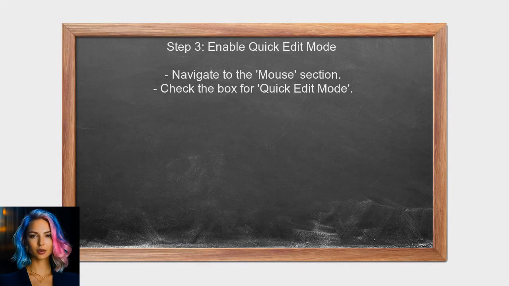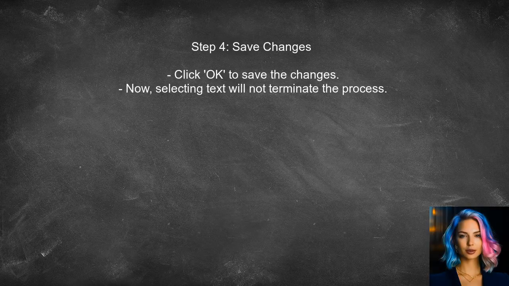In the Options window, the user should look for the Mouse section. Here, they will find a checkbox for Quick Edit Mode. The user needs to check this box to enable the feature. After enabling Quick Edit Mode, the user should click OK to save the changes. This will allow them to select text with the mouse without interrupting the terminal process.